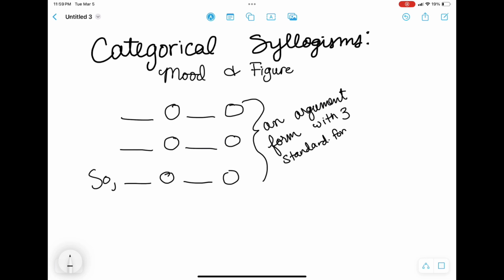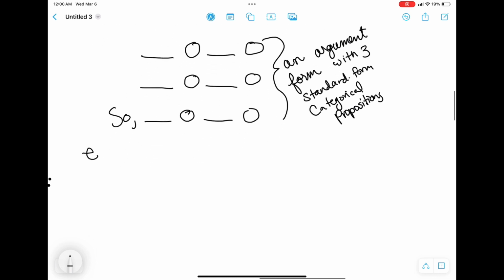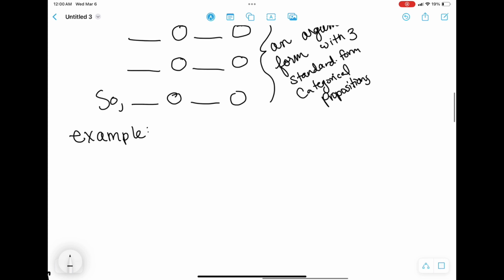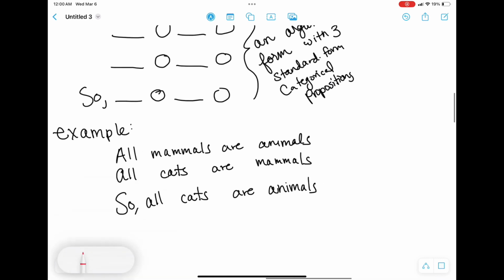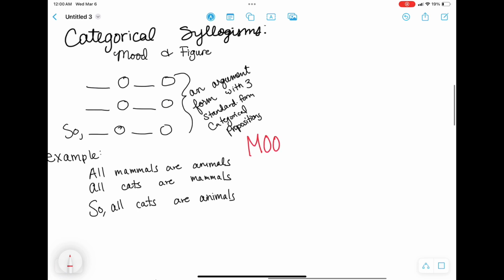A standard form categorical syllogism is an argument form that has three standard form categorical propositions, two premises, and one conclusion. If we can place these in the appropriate structure, then it can help us figure out if an argument is valid. So let's look at an example of one standard form categorical syllogism. Premise 1, all mammals are animals. It's true. Premise 2, all cats are mammals. Also a true premise. Conclusion, so all cats are animals. This is also true, and it's true due to the premises.